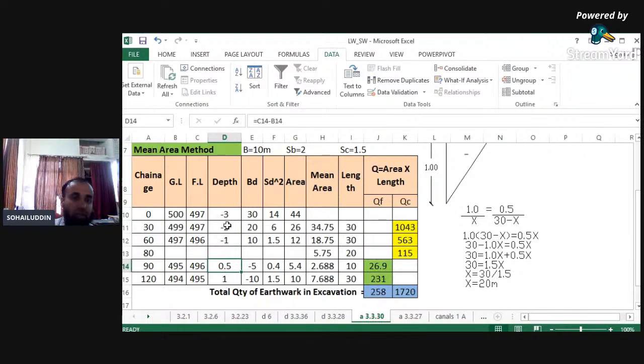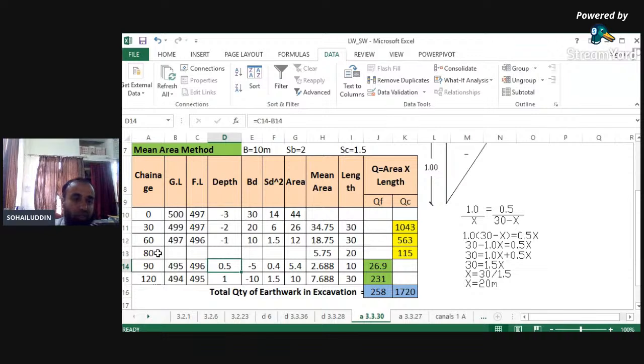This negative sign indicates that the depth will be in cutting: according to the negative sign, there will be excavation, a cutting in this case. In the last two cases there will be filling. The sign has changed from negative to positive, therefore there is a change in chainage, and our depth has changed from cutting to filling. So from 60 to 90, it has changed from cutting to filling.